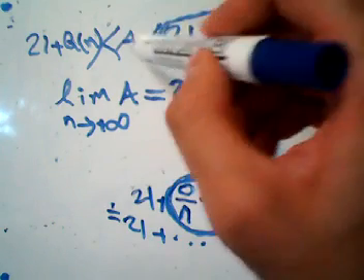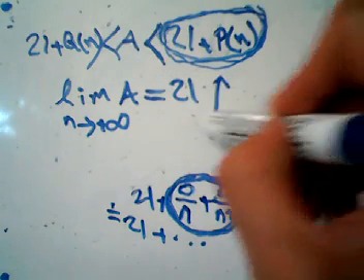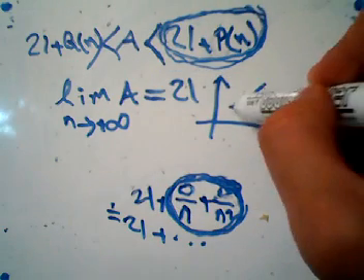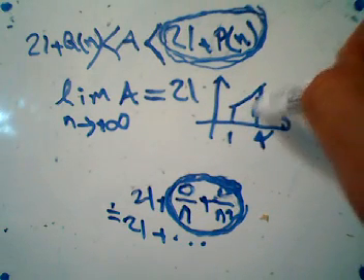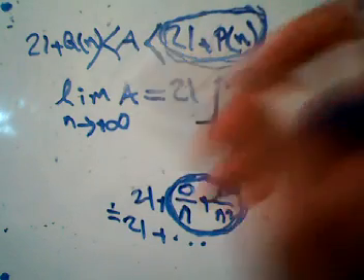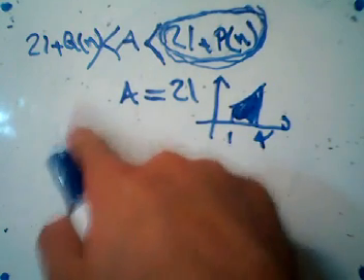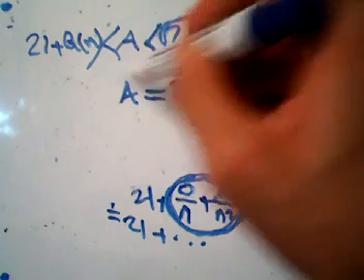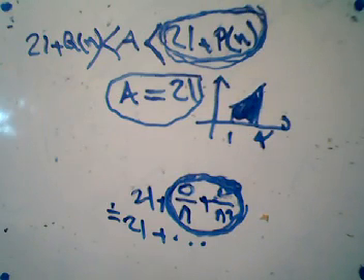And A, what was A? A was a constant number, the area under the parabola between 1 and 4 and above the x-axis, which is a constant number. So the limit of a constant number is itself, and then the area we were looking for would be equal to 21. And I'll talk more about that in the next video.